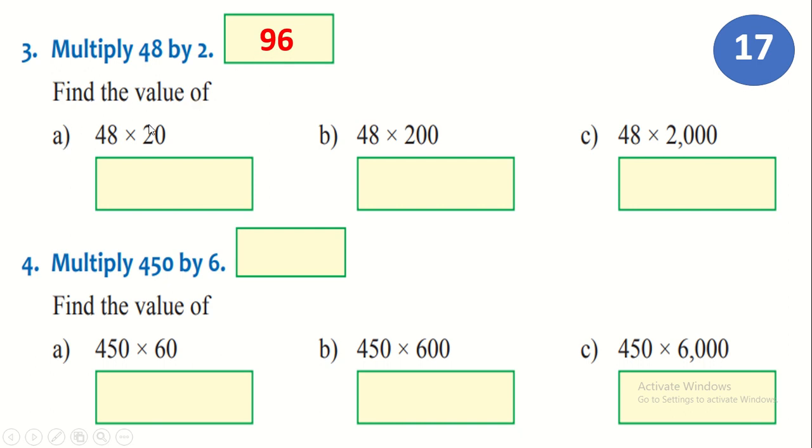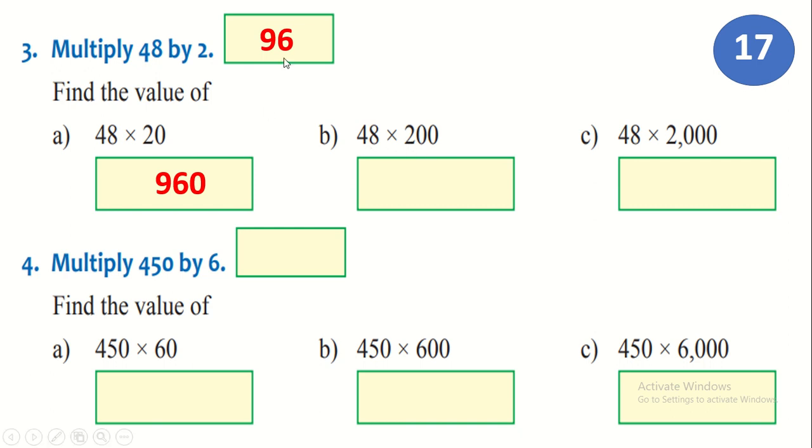Letter A: find the value of 48 times 20. You multiply 2 times 48, we already have 96. 48 times 2 is 96, and then you add 0. The answer here is 960.